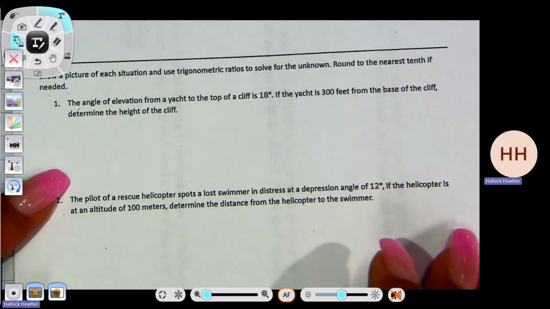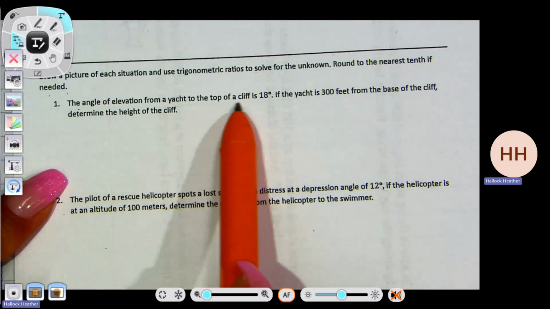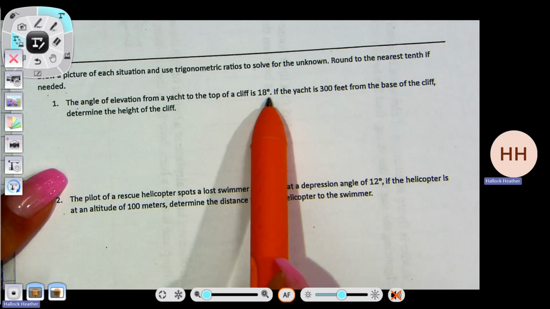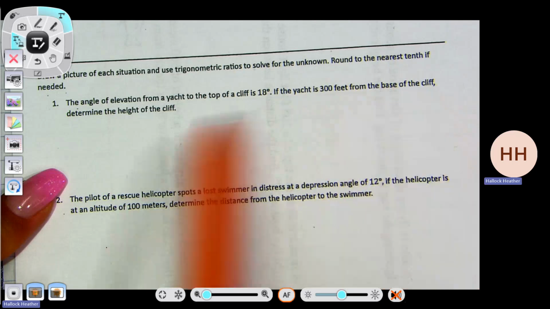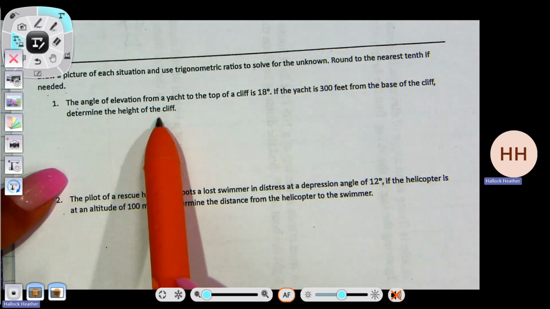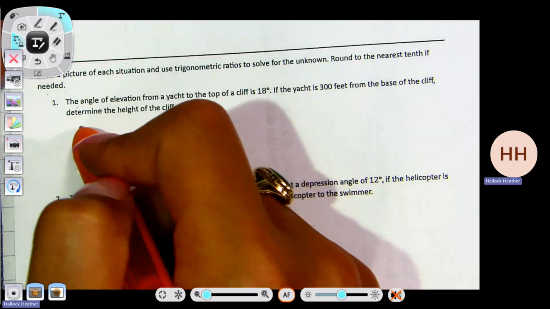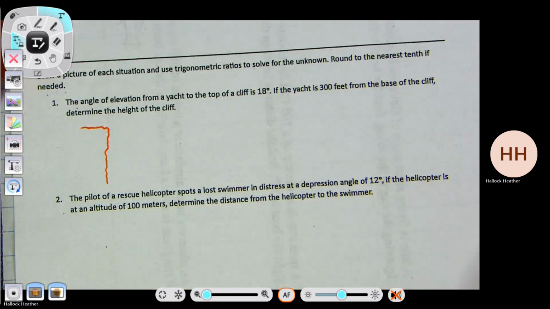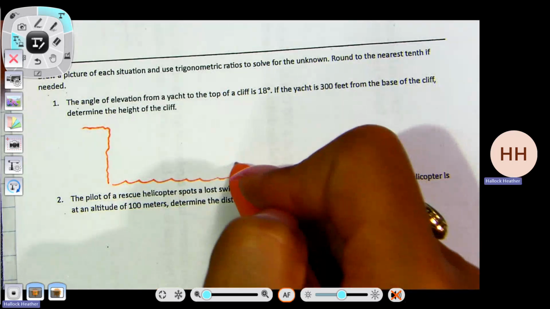So here we go. When in doubt, we're going to draw it out. The angle of elevation from a yacht to the top of a cliff is 18 degrees. So first off, is my angle going up or is it going down? It's going up, okay? If the yacht is 300 feet from the base of the cliff, determine the height of the cliff. And you're like, what the heck? So we're going to draw it out. Here's a cliff. Here's a yacht.